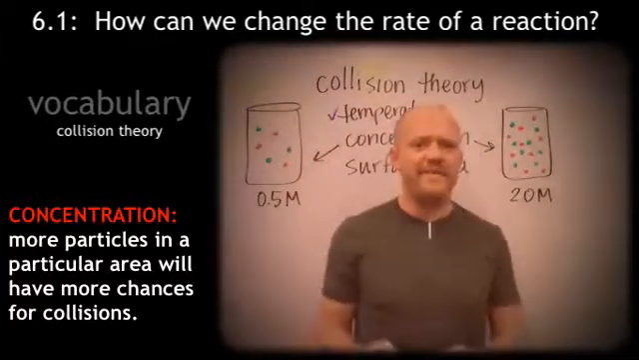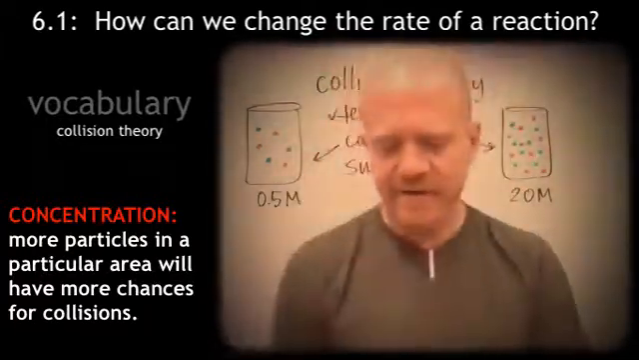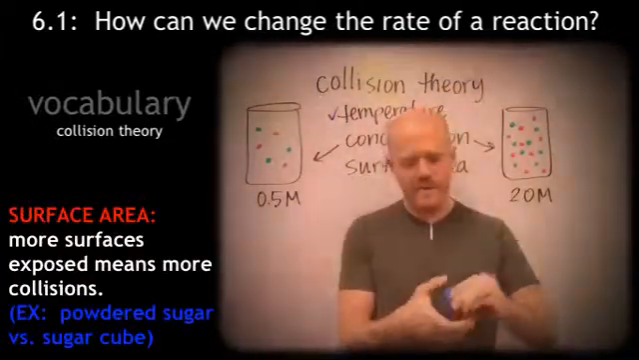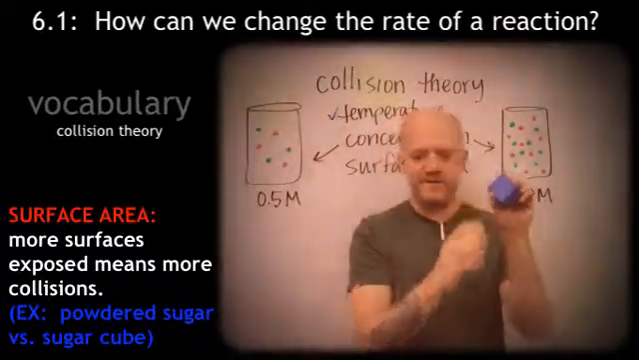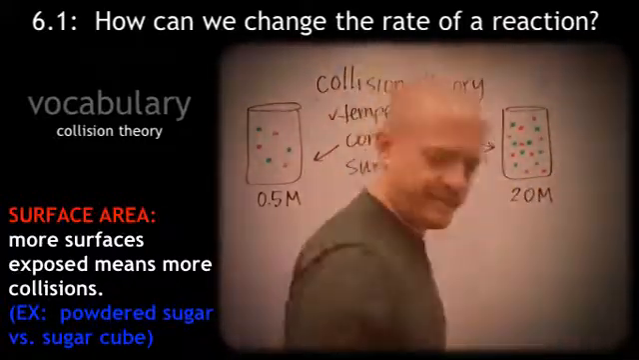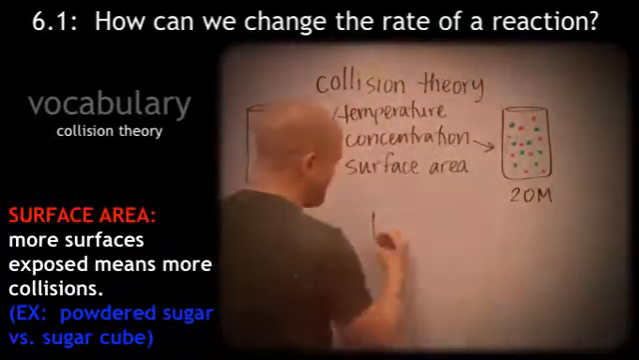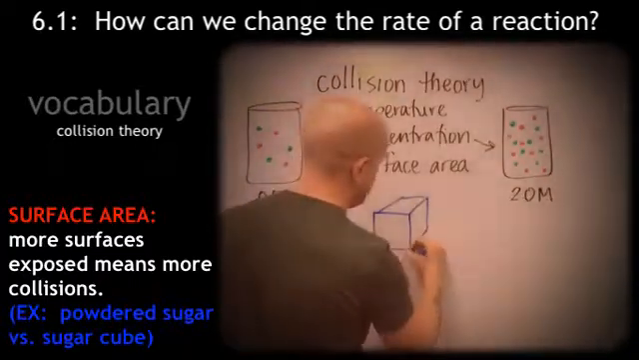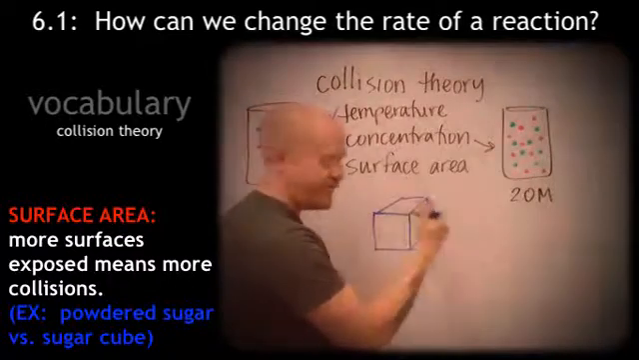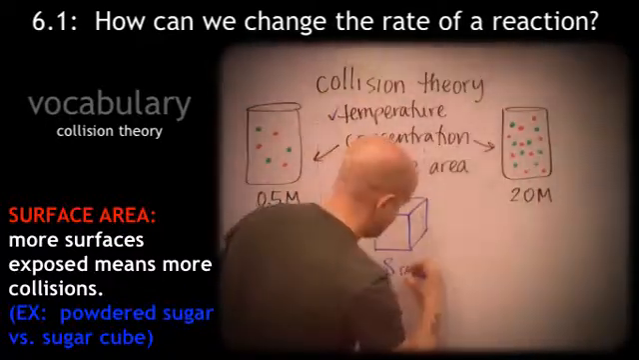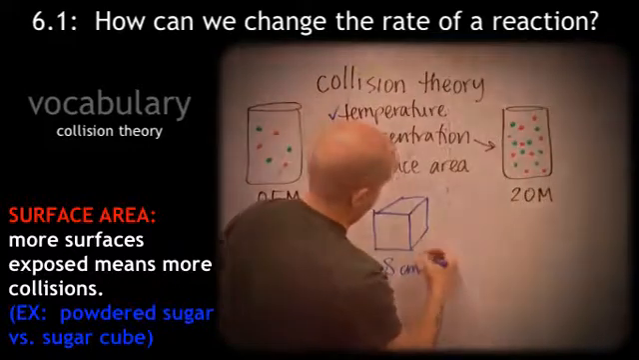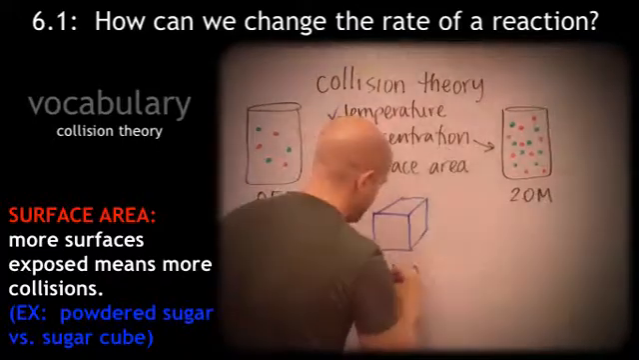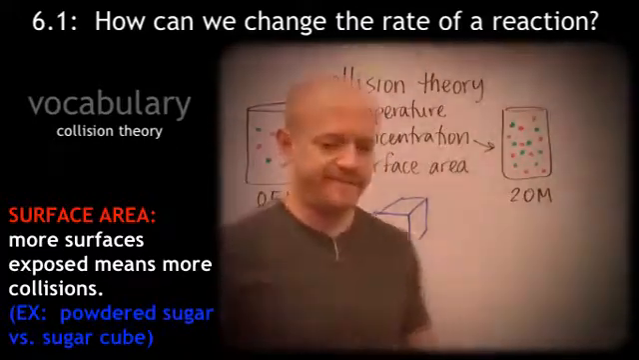Now, one that kind of is a little bit confusing to some people is increasing the surface area. So I have right here a cube that is 2 centimeters long. So I have a blue cube that is 2 centimeters by 2 centimeters by 2 centimeters. So the entire surface area is 2 by 2, which is 4, times 6, which is 24 square centimeters.